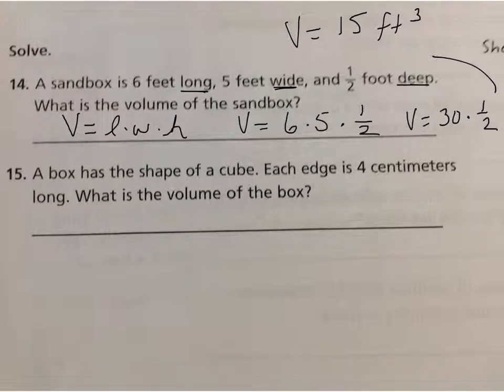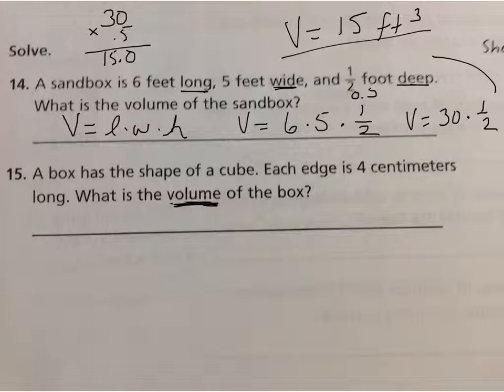You could also look at the half as being 0.5, and when you multiply 30 times 0.5, you would end up getting 15. But we haven't learned how to multiply by decimals yet, so this is a safer way, dividing by 2. The last one is just another volume problem because it's asking what the volume of the box is.